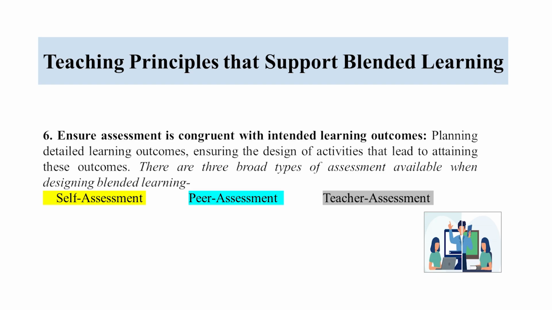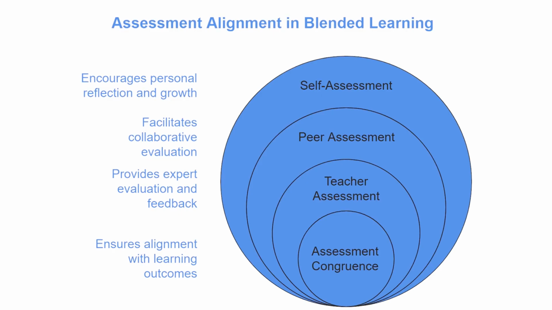So here we come to three broad types of assessment. These three types are self-assessment, peer assessment, and teacher assessment. Since blended learning calls for collaboration, coordination, and inquiry-based critical reflection, in order to meet and be congruent with the learning outcomes, these three types of assessment can support the learning outcome.